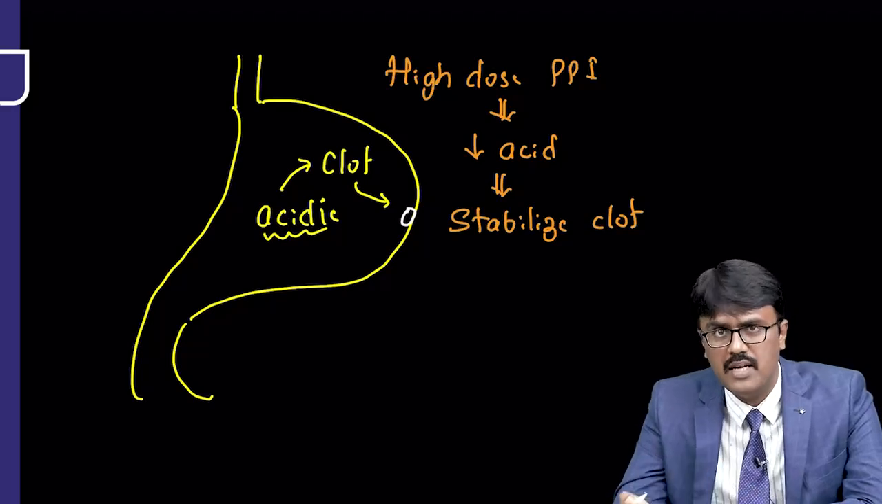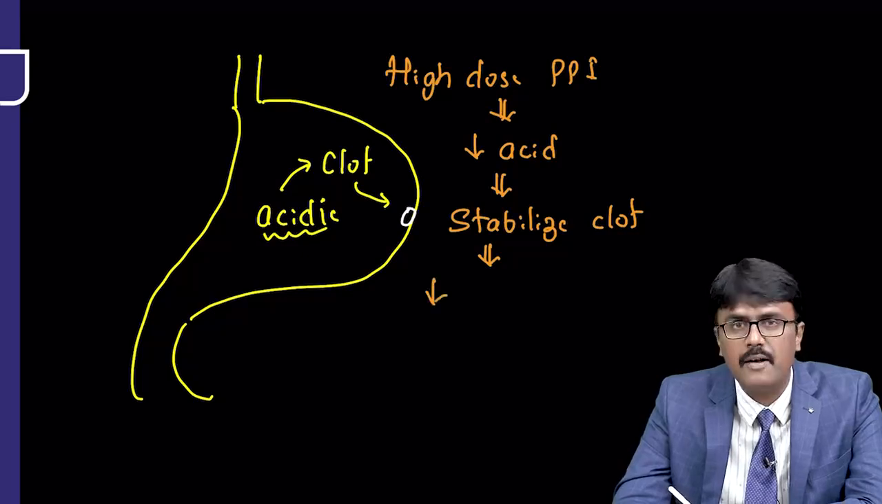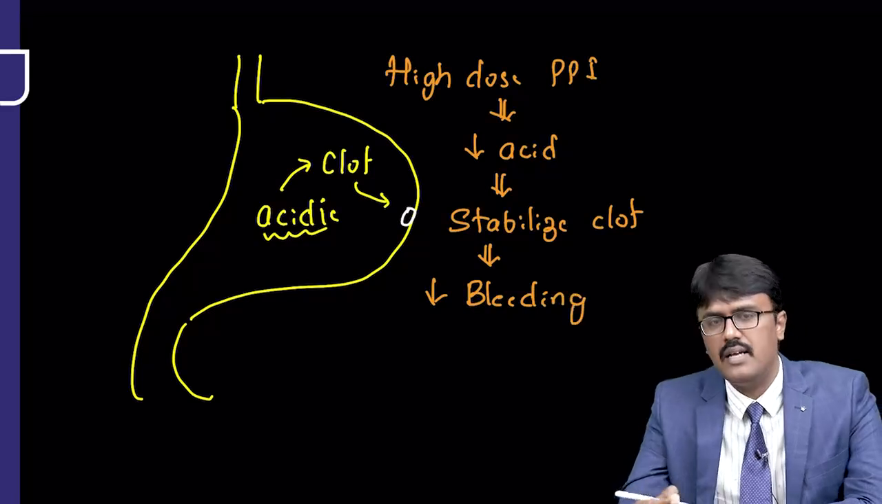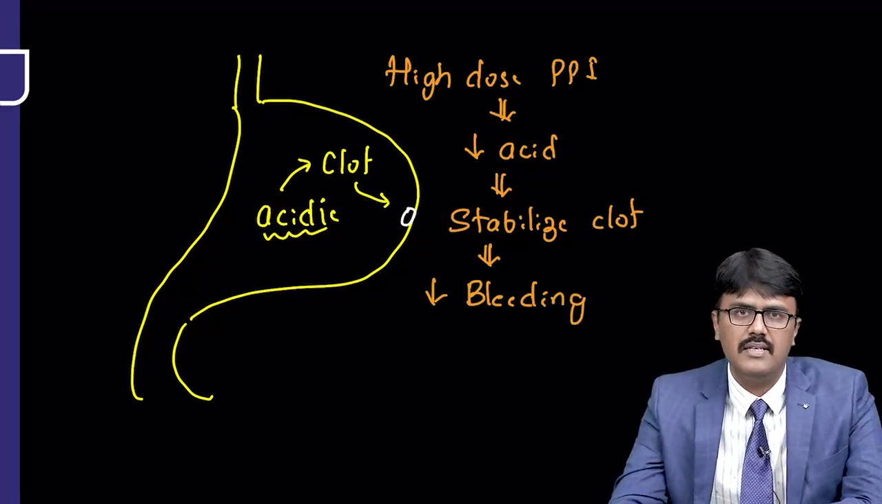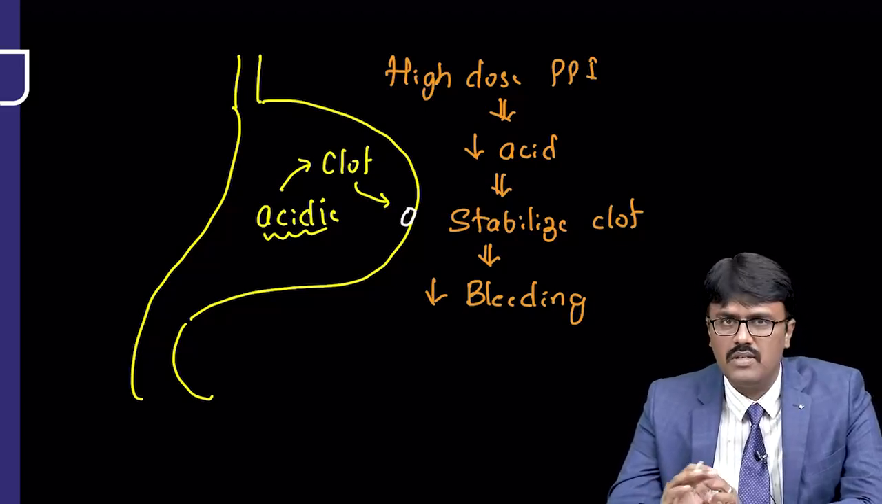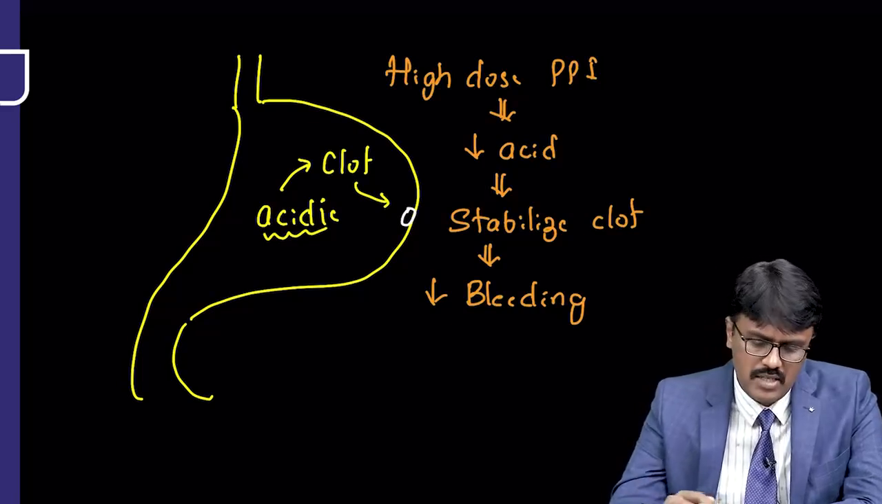And once you stabilize the clot, obviously what happens? The bleeding decreases. So that's why they are used in bleeding gastric ulcer and peptic ulcer diseases. We can use it. Right, guys? So just go through these uses. Then once I am done with that, I'll be telling you the major adverse effects you need to understand here.